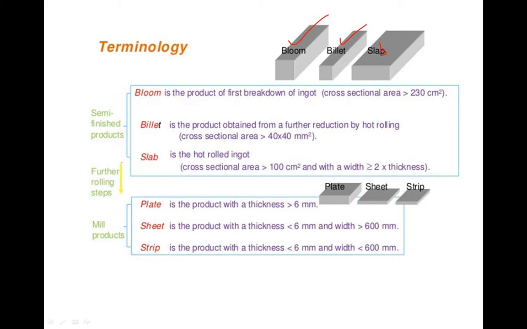Then if we carry out further rolling, the slab is converted into plate, sheet and strips. So what do we mean by plate? Plate is the product with a thickness greater than 6 millimeter. If the thickness is less than 6 millimeter and width is greater than 600 millimeter, then that is called a sheet. And thickness less than 6 millimeter and width less than 600 millimeter is called a strip. So these are the basic terminologies used in the rolling process.